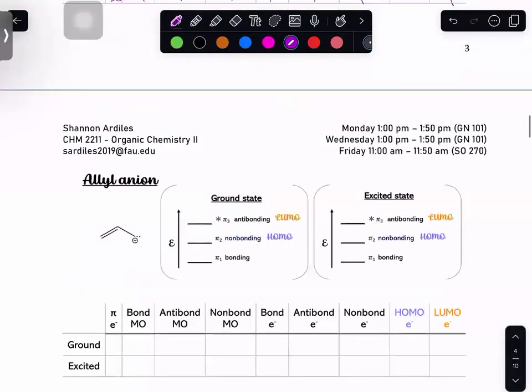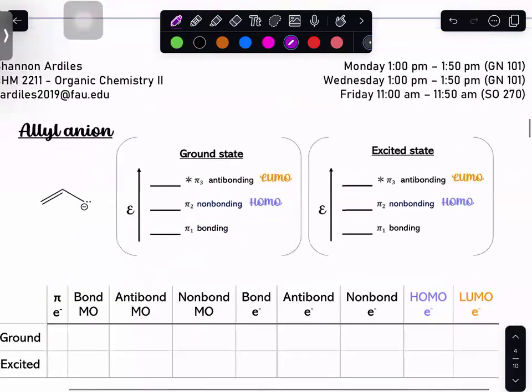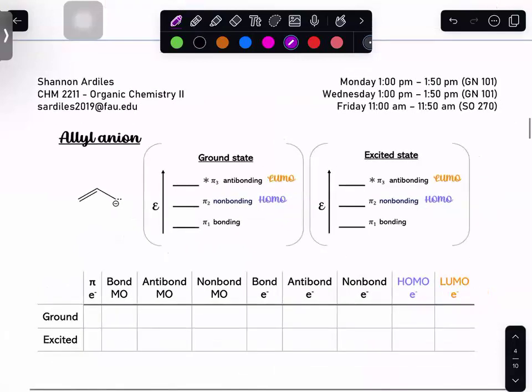Okay, so now let's look at the anion. This time, you're going to do it from scratch. You have 5 minutes to fill out the energy diagrams and the chart as well. So again, 5 minutes in total.